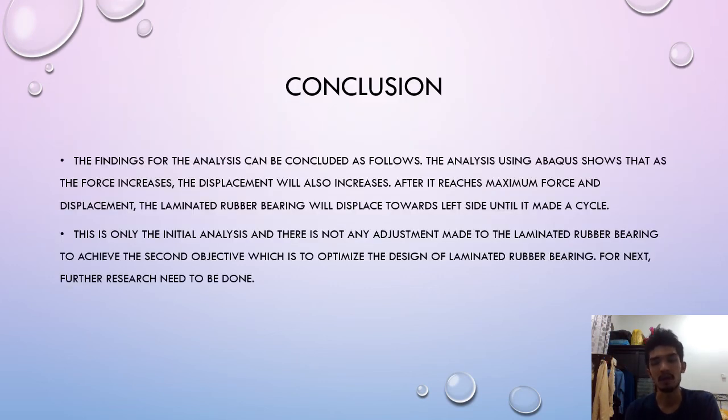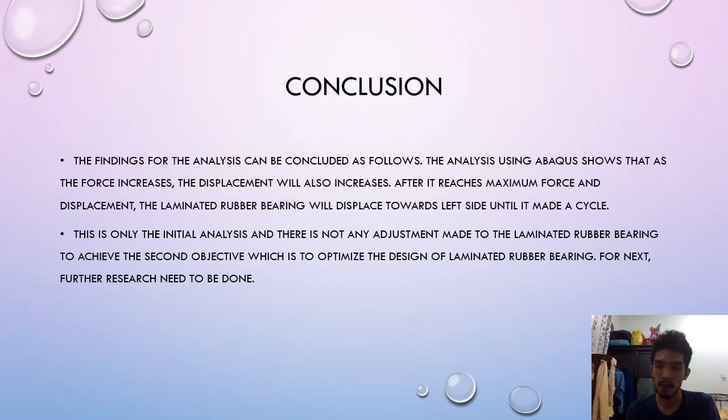Next, for the conclusion, the findings of the analysis can be concluded as follows. The analysis using Abaqus shows that as the force increases, the displacement will also increase. After it reaches maximum force and displacement, the laminated rubber bearing will displace to the left side until it makes a circle. Unfortunately, this is only the initial analysis, and there is no adjustment made to the laminated rubber bearing because of the error in the Abaqus software.